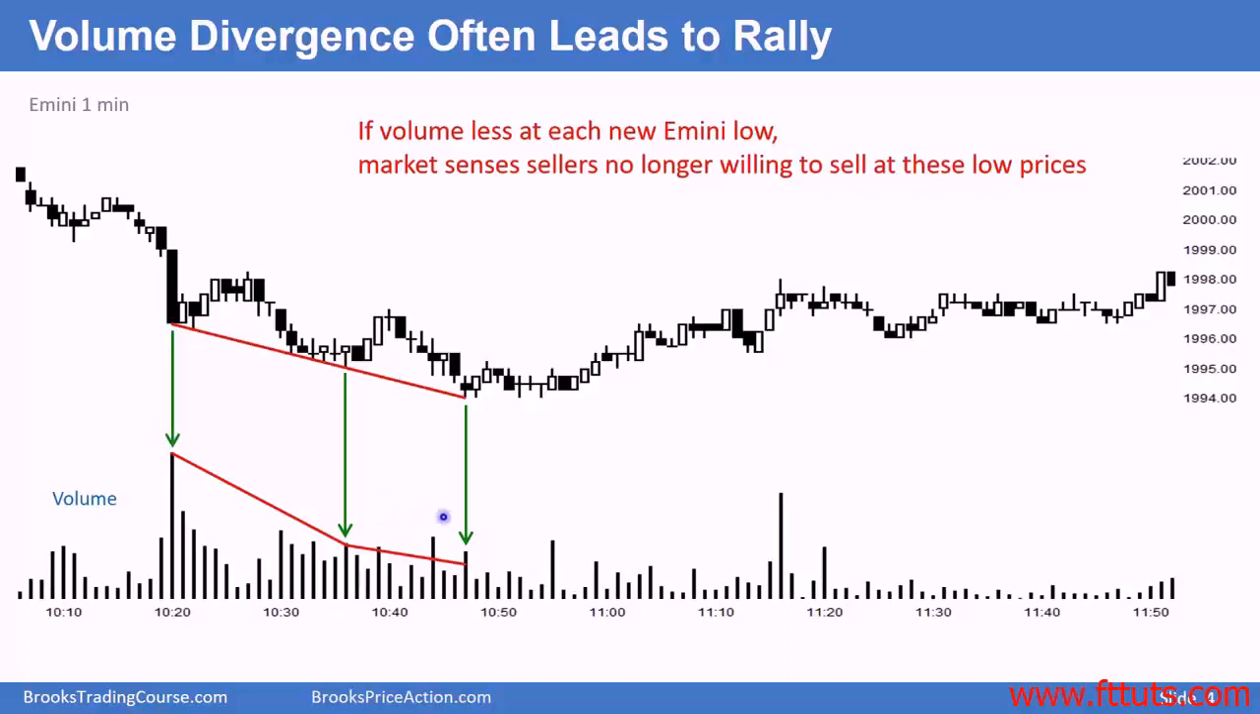The conclusion that traders make is that no one is willing to sell at this price. Everyone's happy to buy, but nobody's willing to sell. If you want to buy and nobody's selling, you're not going to get to buy. The market has to go higher to find a price where sellers will come back.